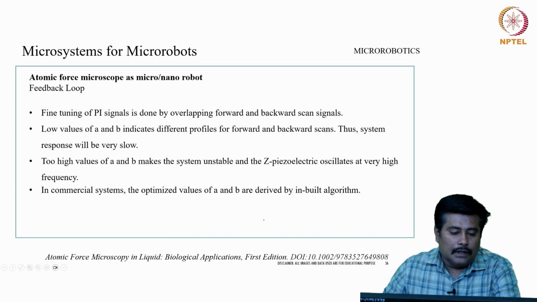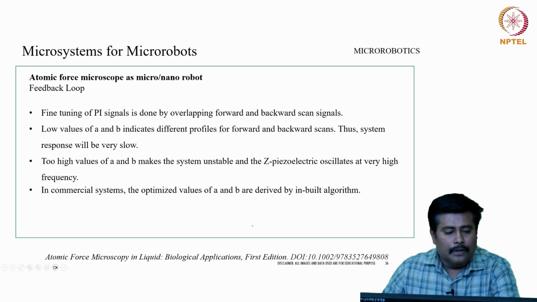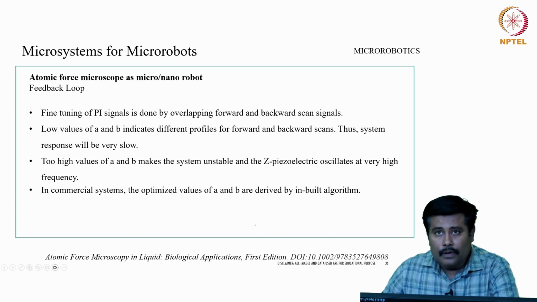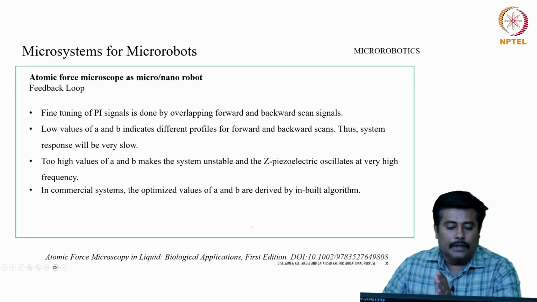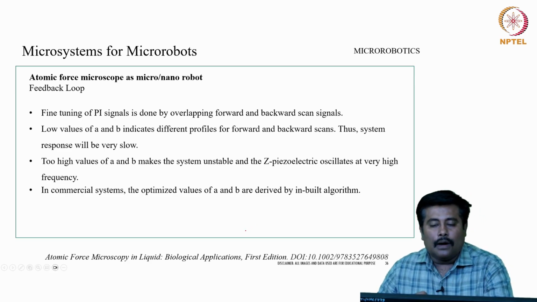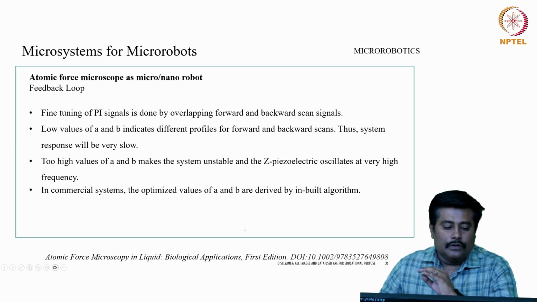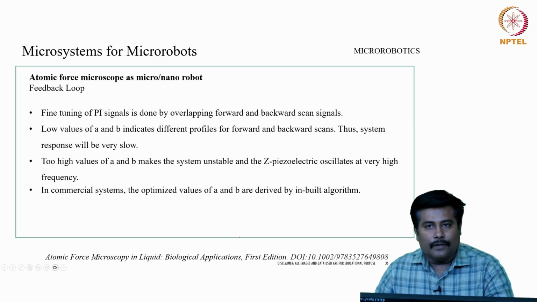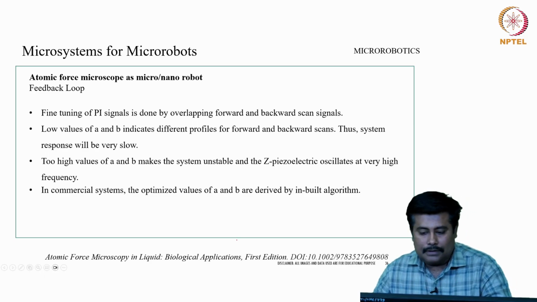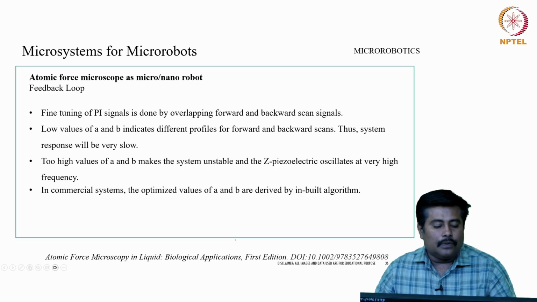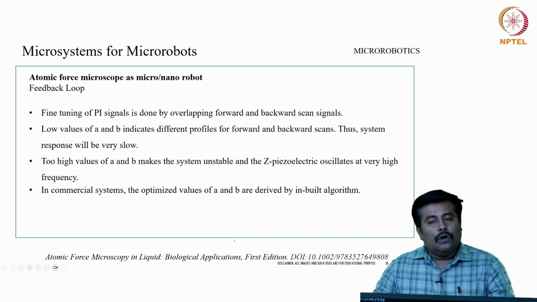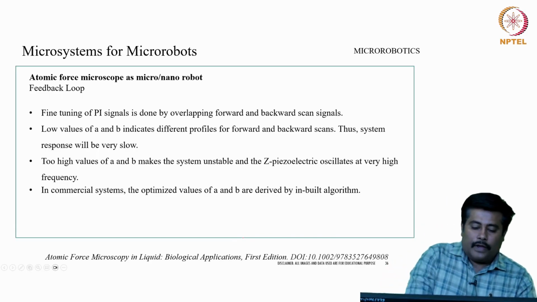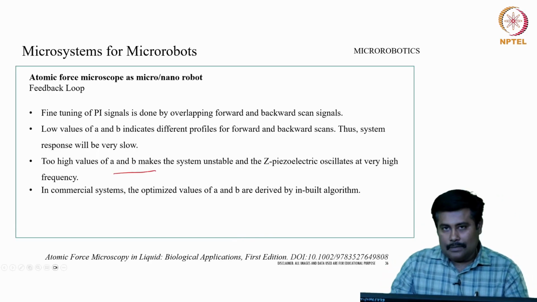As far as these atomic force microscopes are concerned, with reference to the feedback loop, the fine tuning of the PA signal is done by overlapping the forward and the backward scan signals. Low values of A and B indicate different profiles for forward and backward scan. Thus, the system response will be very slow, and too high values of A and B make the system unstable.